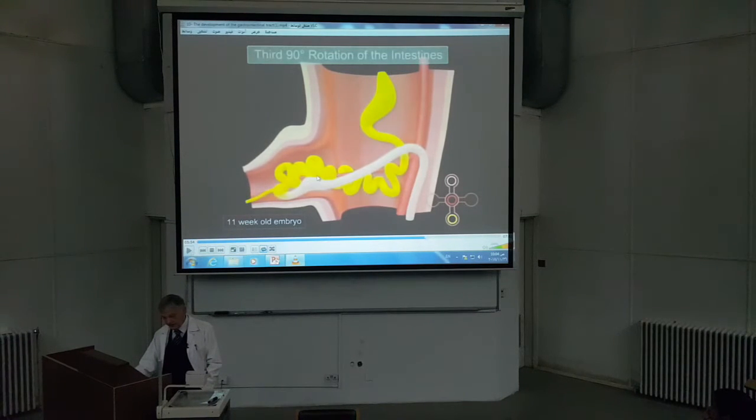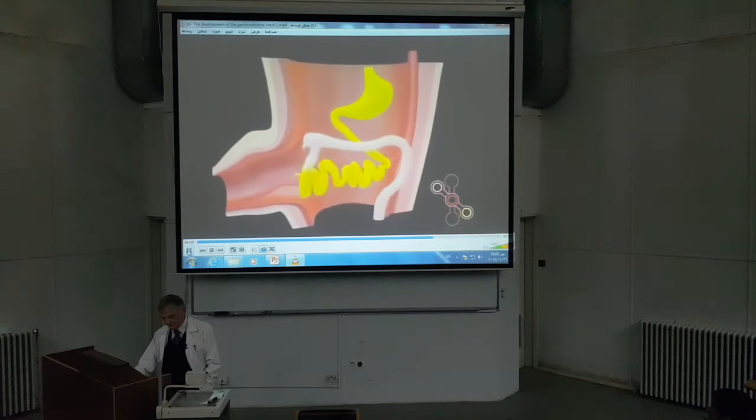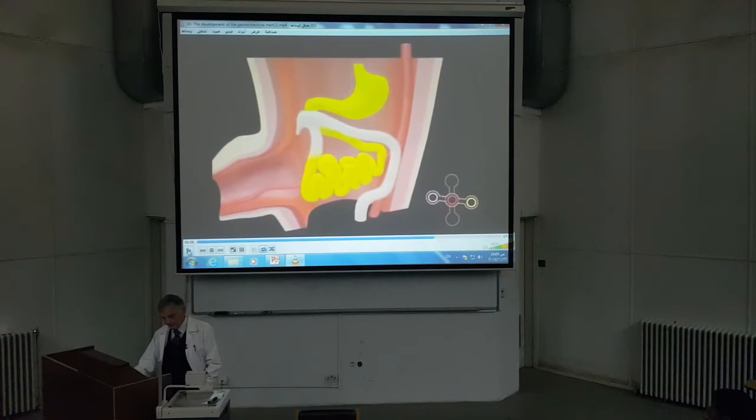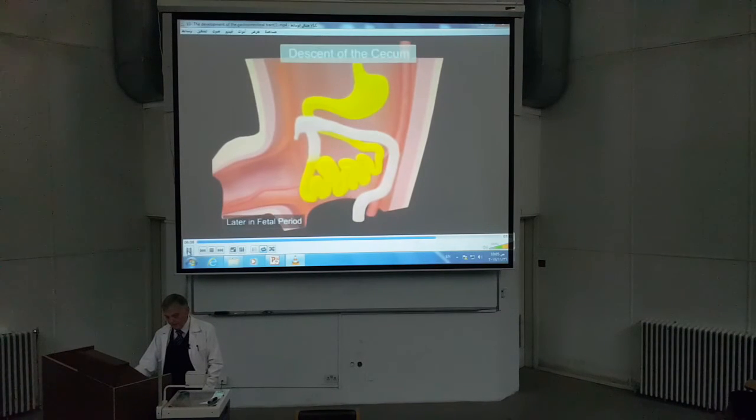There is this dilatation here, which is going to be the cecum. Now, the large intestine, as it rotates, it becomes this way. The cecum is going to be under the liver. And then it is going to come down.